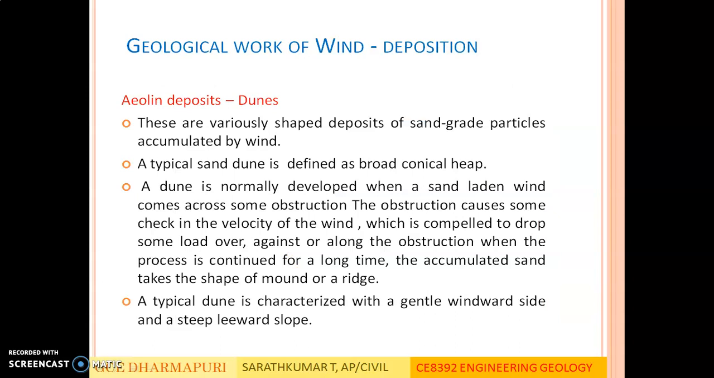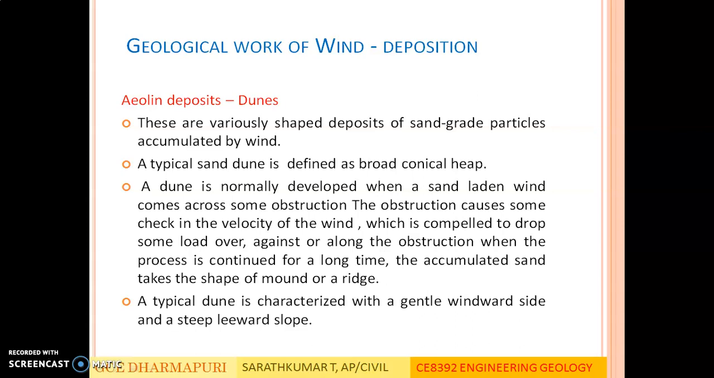Geological work of wind: deposition. The natural forms that are formed due to deposition of materials by wind are called aeolian deposits. There are mainly two types of deposits. One is dunes and another one is loess. We will see first what dunes are. These are variously shaped deposits of sand-grade particles accumulated by wind. A typical sand dune is defined as a broad conical heap.